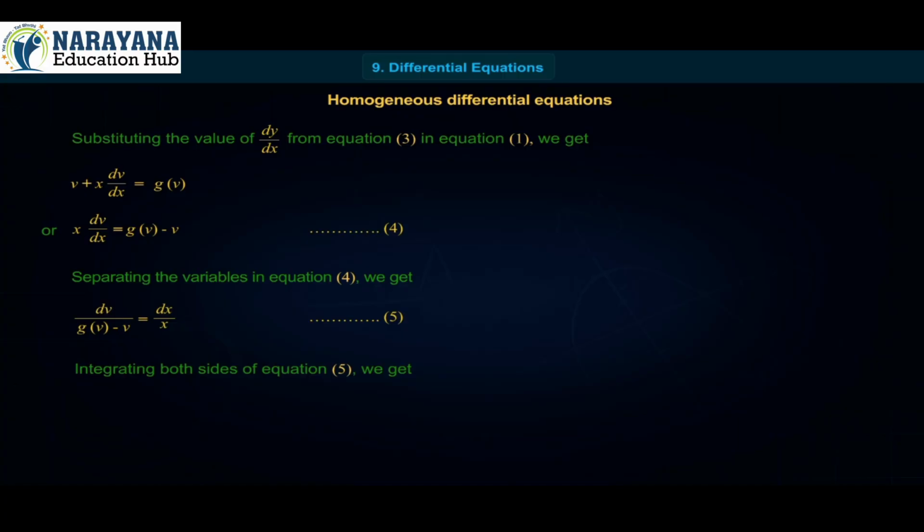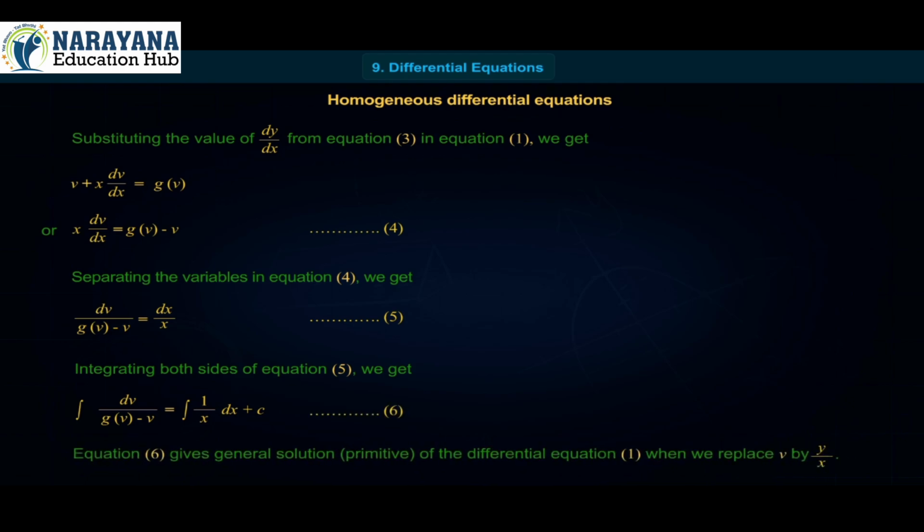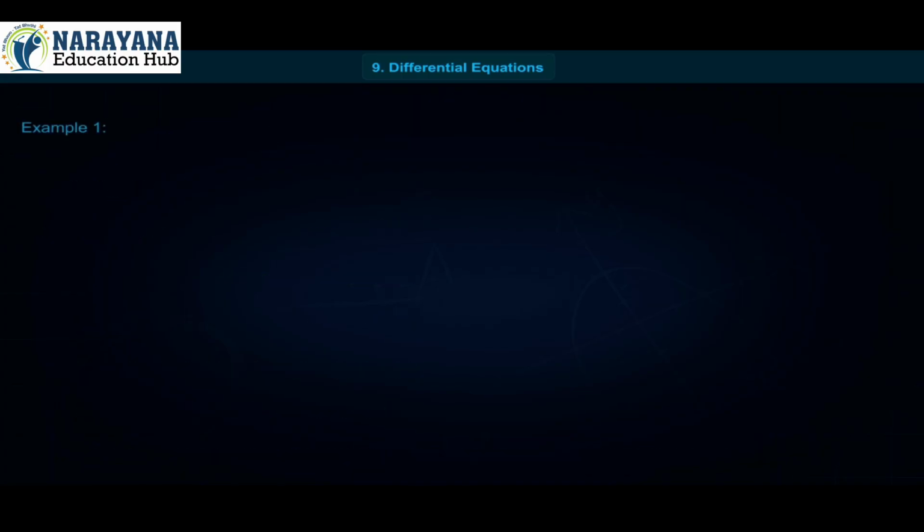Equation 5. Integrating both sides of equation 5, we get ∫ dv/(g(v) − v) = ∫ (1/x) dx + c. Equation 6. Equation 6 gives the general solution, that is, the primitive of the differential equation 1, when we replace v by y/x.